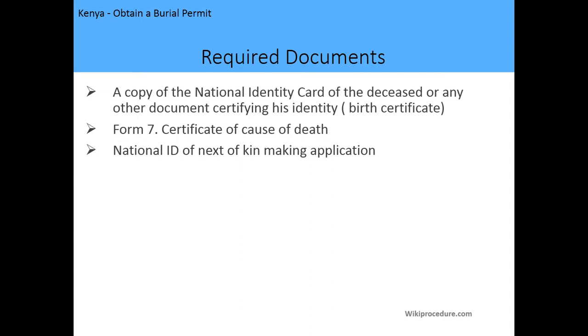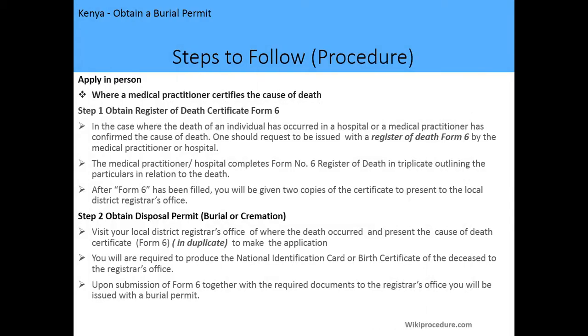and you also need any other document to verify the identity of the deceased. For example, if the deceased was below 18 years of age, you need to present the birth certificate. You also need the form number 7, which is known as the certificate of cause of death, and your national identity card or the national identity card of the next of kin making the application.